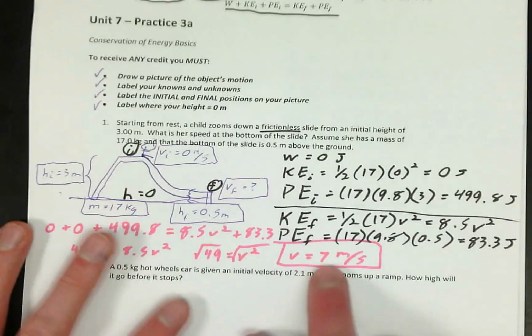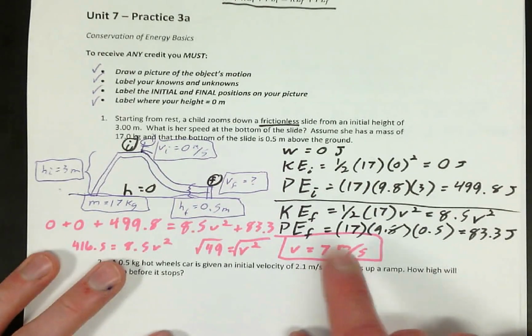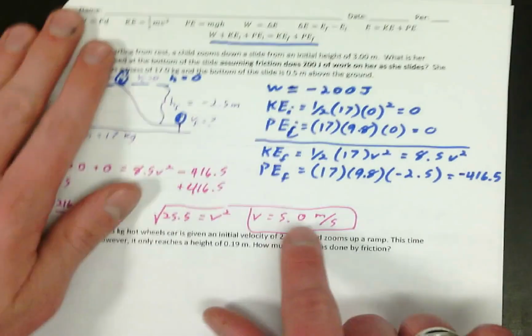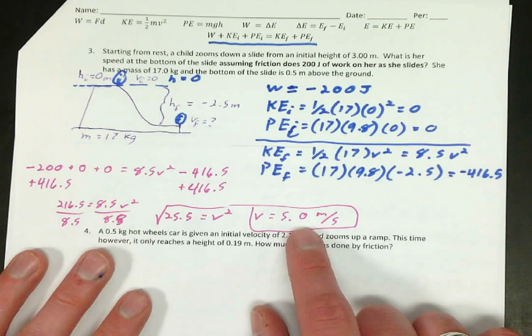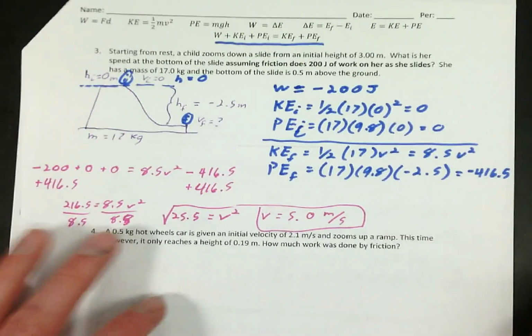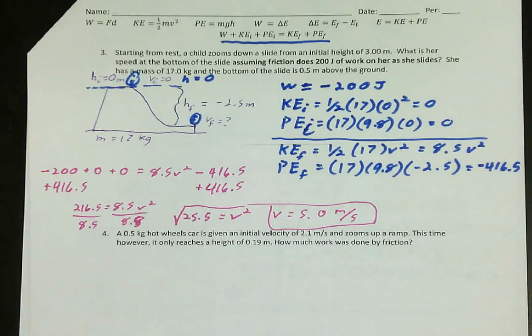And if you look at what we got on the front, this makes sense. On the front where we ignored friction, we got 7 meters per second. And when we did not ignore friction, when we included friction, we got 5. So it's slower at the bottom, which makes sense because friction would slow you down. Okay? Hope that helps. Use that to help you with the rest of the practice you're going to do.